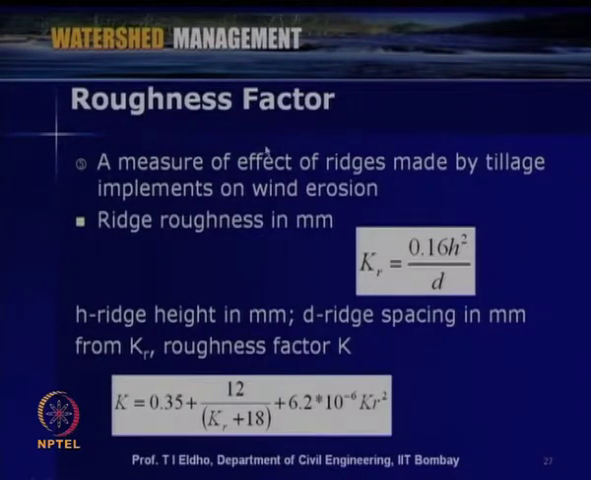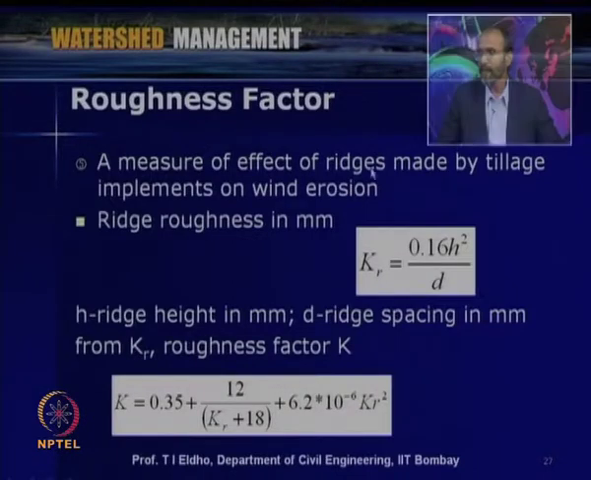And then say the other factor like roughness factor. So, it is a measure of effect of ridges made by tillage implements on wind erosion. So, ridge roughness we can express as 0.16 h² by d, where h is the ridge height in mm, d is the ridge spacing in mm.